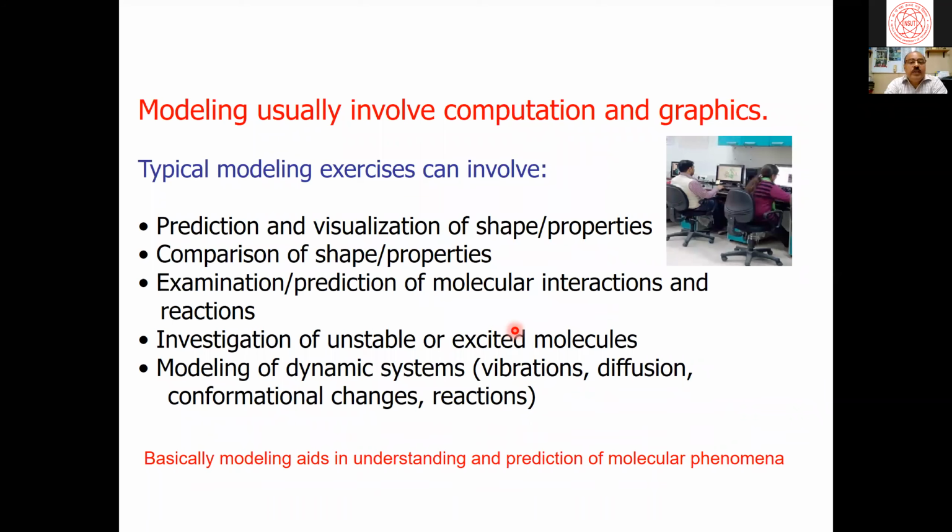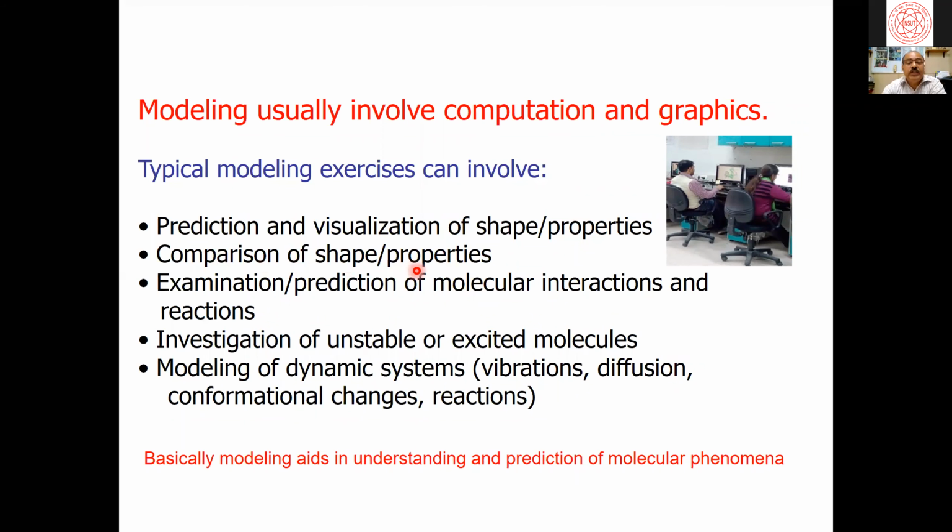Now, generally, modeling involves two important aspects. One is computation, which does all the computing for you, and the other is graphics, which allows you to visualize what the computation actually did for you. Typically, a modeling exercise can involve prediction and visualization of shape and properties. That means you can predict the shapes and properties of various macromolecules as well as small molecules. Macromolecules give you information about the targets for developing small molecules, the drugs or inhibitors, and for that matter, protein-ligand interaction studies.